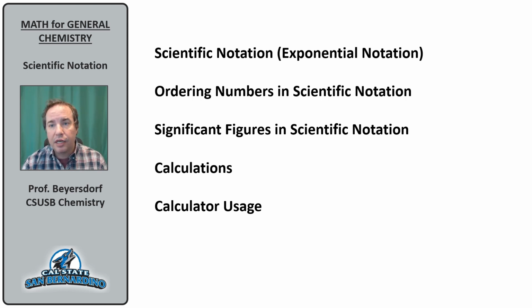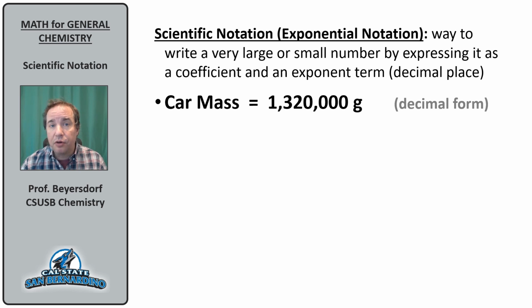Hi, today we're going to be talking about scientific notation, what it is, how to order numbers with scientific notation, significant figures, calculations, and then calculator usage. So scientific notation, also known as exponential notation, is a way to express numbers in two other numbers, a coefficient and an exponent term. And this is useful when we're dealing with either very large or small numbers.